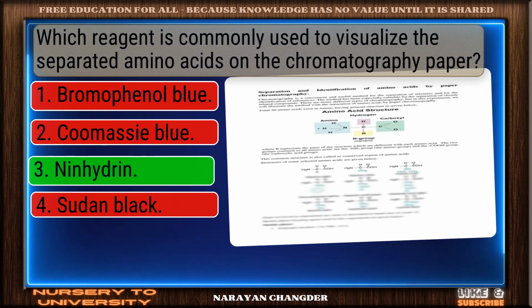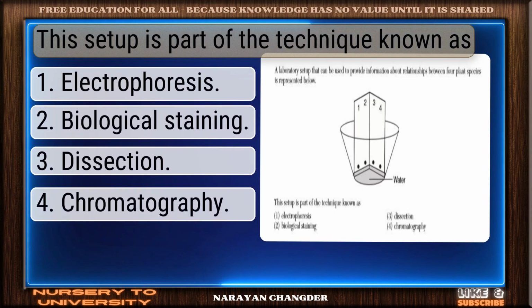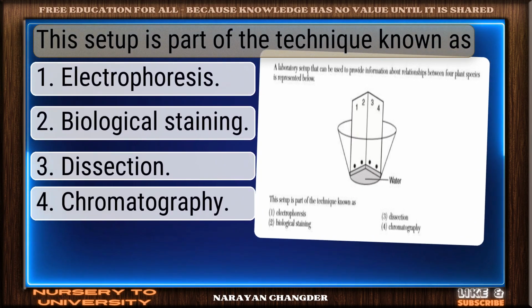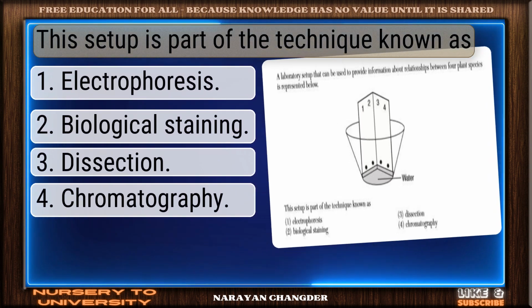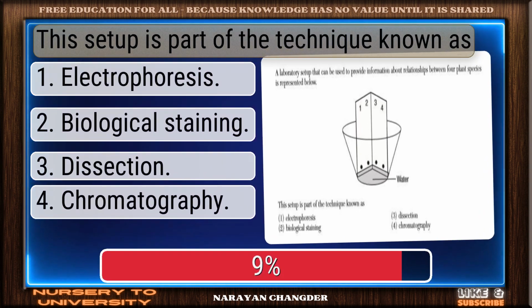Right choice, ninhydrin. This setup is part of the technique known as Option 1, electrophoresis. Option 2, biological staining. Option 3, dissection. Option 4, chromatography.